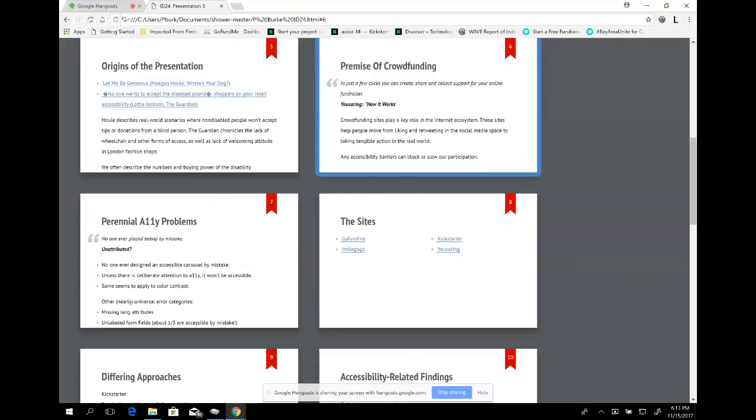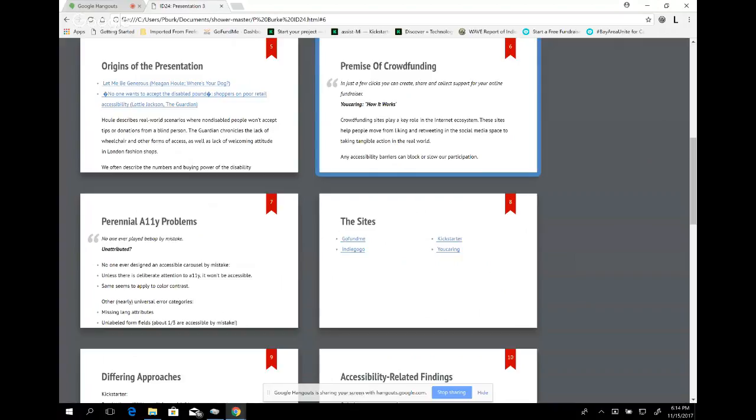How do we know what the premise of crowdfunding is? We can, again, look at the YouCaring website, where they have a How It Works section, and it says, in just a few clicks, you can create, share, and collect support for your online fundraiser. Well, it would be awesome if things worked that way. So we're digging into how it does work and what could be the remedy.